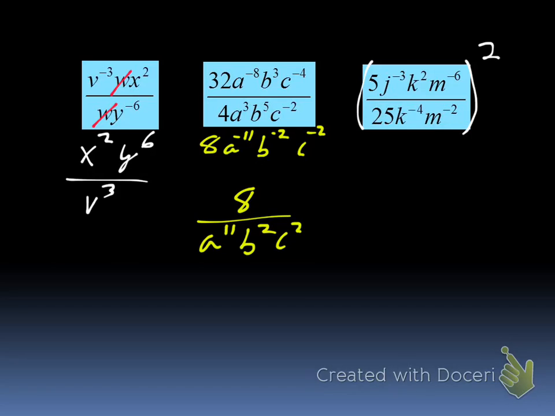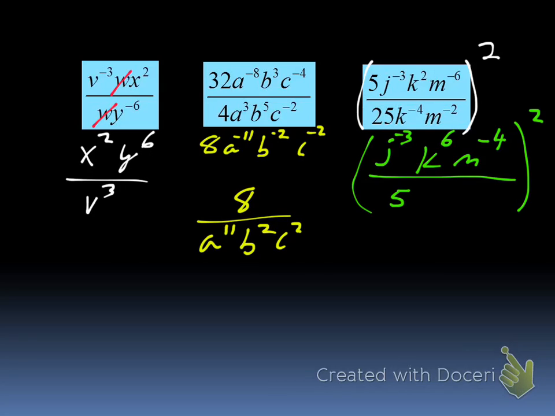Third one. Remember what I said about inside fractions. Is there stuff you can simplify on the inside? Yes, there's a lot you can simplify on the inside. For example, 5/25 becomes 1/5. The J stays where it is. The K's you subtract. And the M's you subtract. So that's my first line. Maybe it's not yours, but you might still be on the right track. Okay?